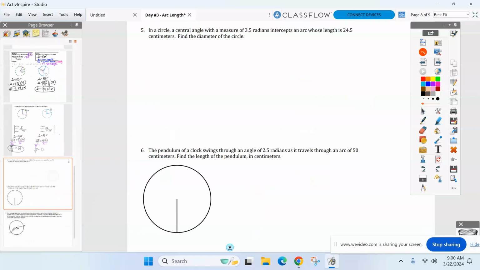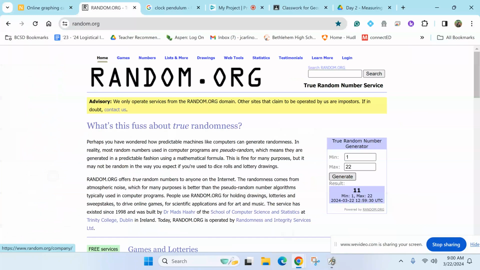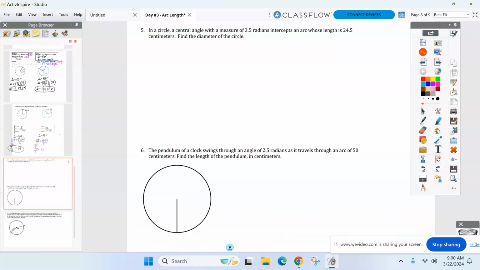Well, first, I need somebody to answer a question here. Henry, back to you. What type of units am I measuring my angle in here? Radians. So that automatically tells me, here's the formula I'm using, because it's in radians.